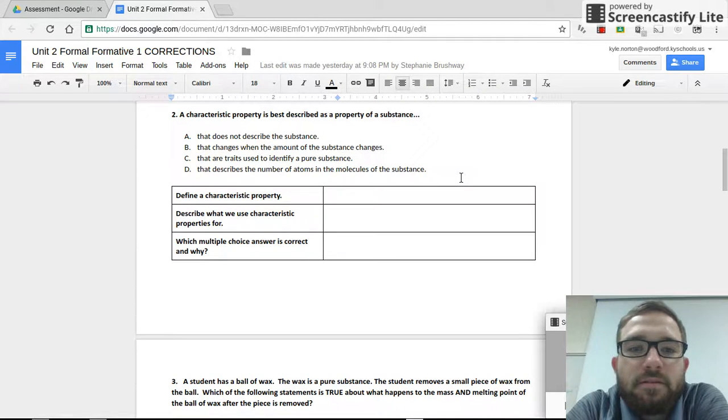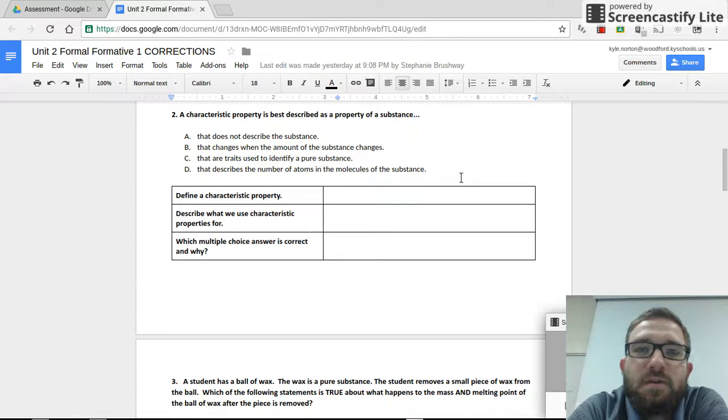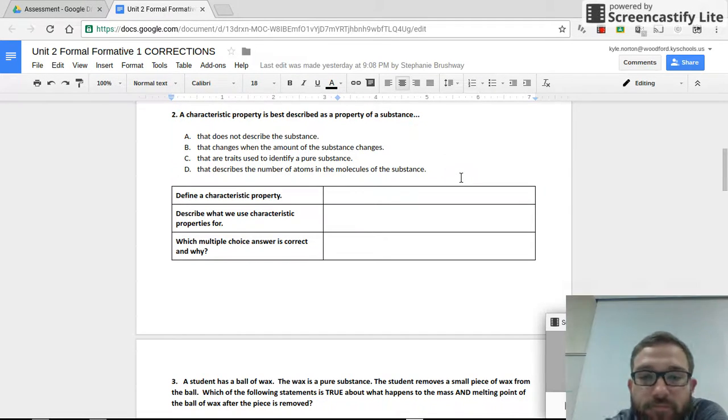It says A, that does not describe the substance. Doesn't sound good. That changes when the amount of the substance changes. That are traits used to identify a pure substance. That describes the number of atoms in the molecules of the substance. Then you need to define a characteristic property, describe what we use characteristic properties for, and then which multiple choice is correct and why. Because if you know what a characteristic property is, and you can describe what we use characteristic properties for, then you should be able to pick the right answer there.